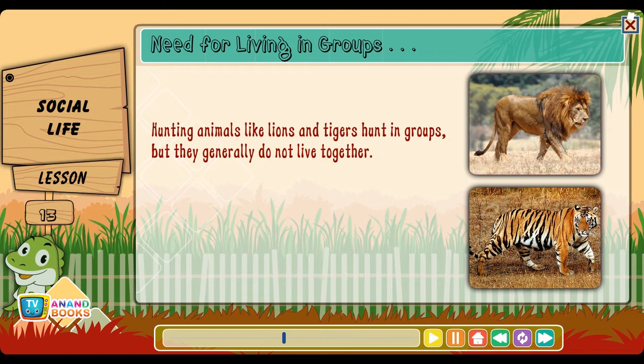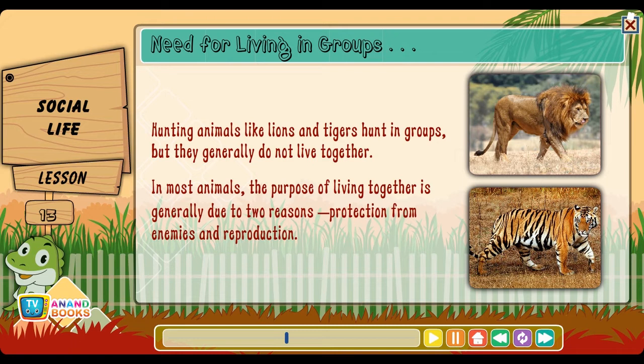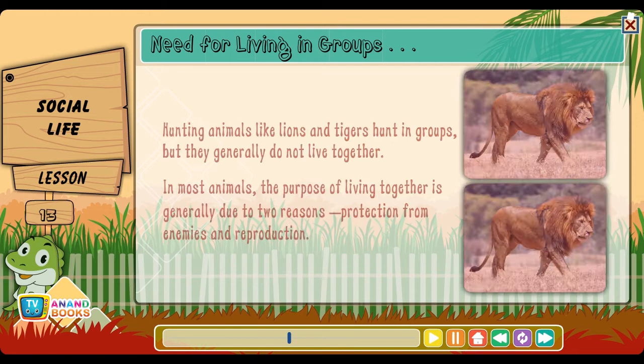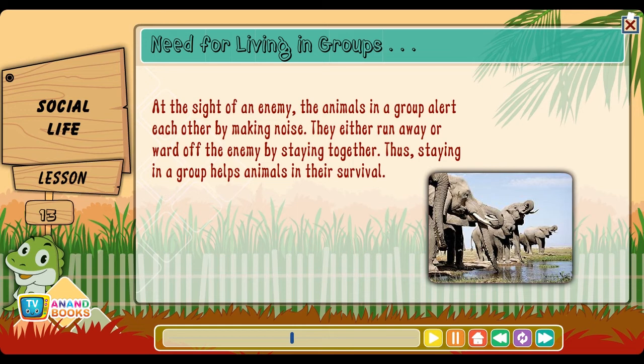In most animals, the purpose of living together is generally due to two reasons: protection from enemies and reproduction. At the sight of an enemy, the animals in a group alert each other by making noise. They either run away or ward off the enemy by staying together. Thus, staying in a group helps animals in their survival.